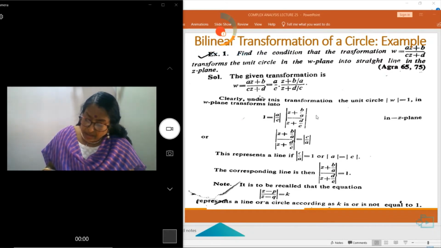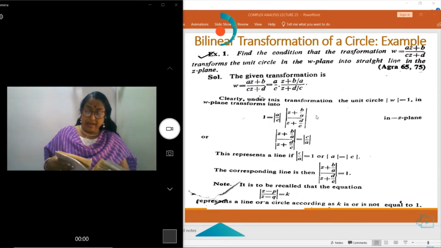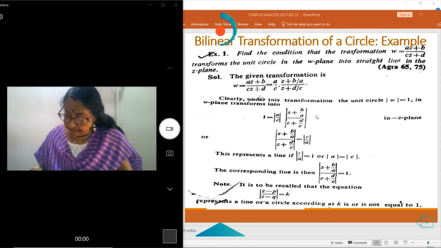We recall that the equation |(Z - P)/(Z - Q)| = K, where K is equal to 1 here. Now take another example.